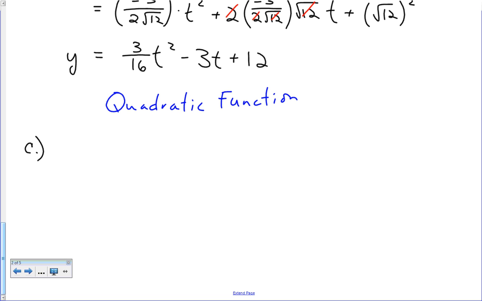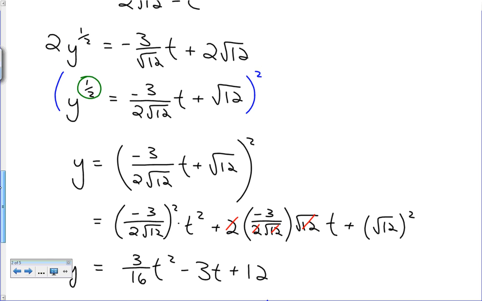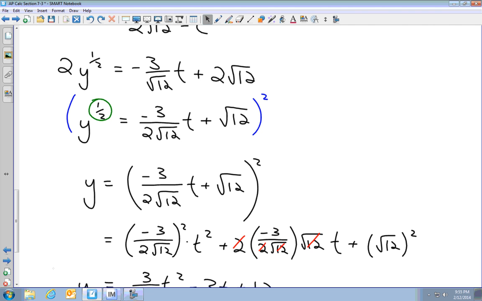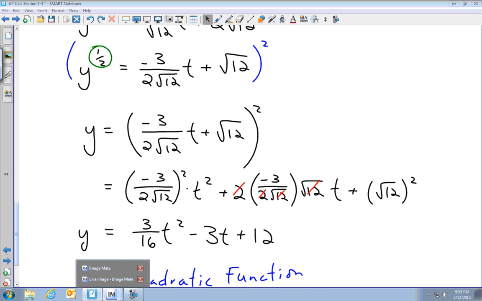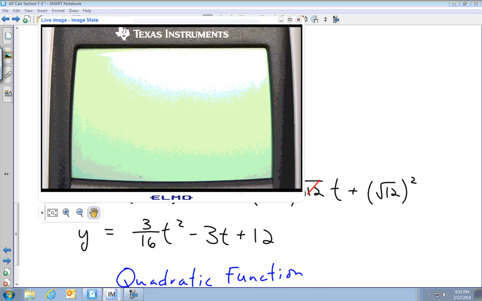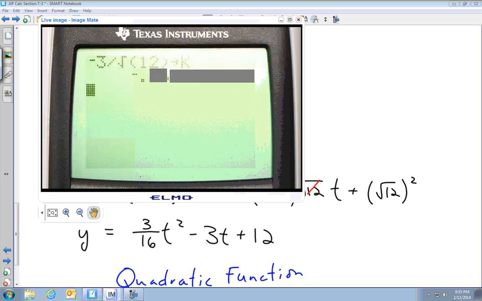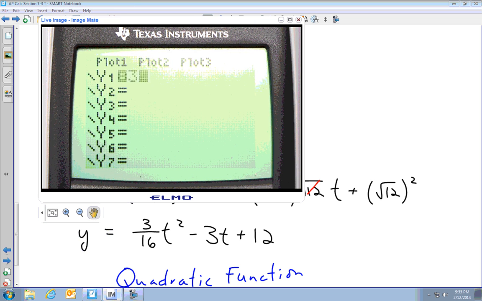All right, look at part C. It says to plot the graph of y as a function of t, sketch the graph, and consider the domain of t in which the function gives reasonable answers. Okay, so let's punch this into our calculator. I'll go ahead and punch in the simplified form. Let me just scroll down so I can see both of these at the same time. Oops, it went off my screen though. Let me try that again. All right, so let's punch that into y1. So we've got 3/16 x squared minus 3x and then plus 12.